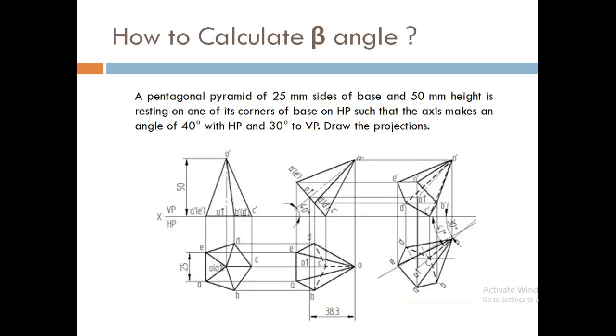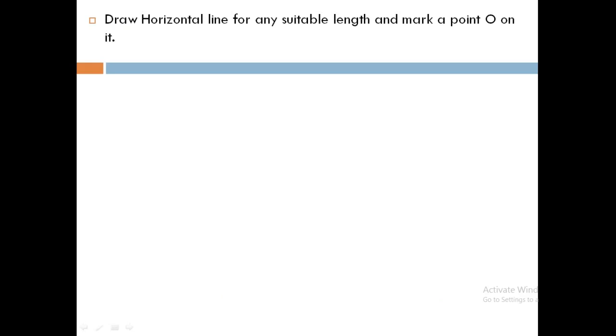I am going to take an example of a pentagonal pyramid resting on one of its corners. Here this is the situation. In such a case, you need to calculate the beta angle, because you can see the axis length in the second top view is reduced compared to the initial view. So I'll explain step by step how to calculate the beta angle.